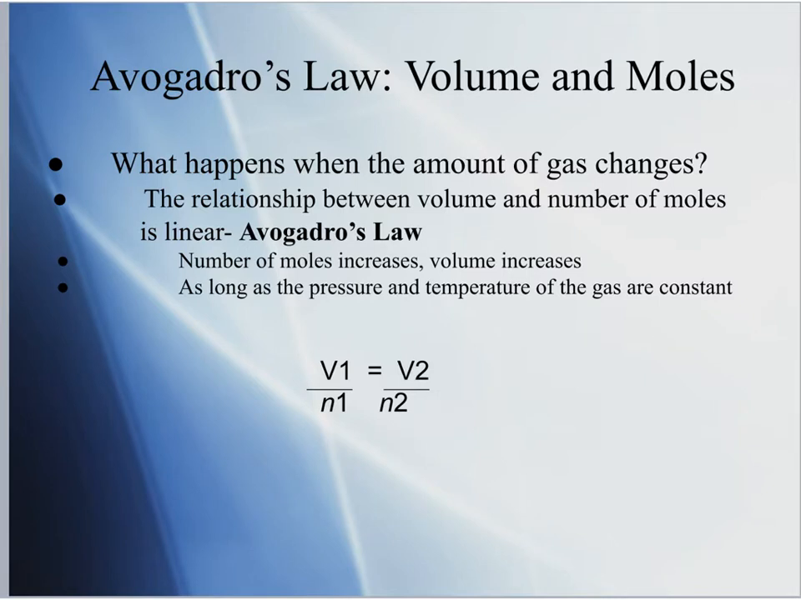So this law holds true as long as pressure and temperature of the gas are held constant. So we're not changing the temperature or the pressure of the system at all. In this case, we've got this equation here, V1 over N1 equals V2 over N2, where we've got the volume and the moles being directly related to each other.